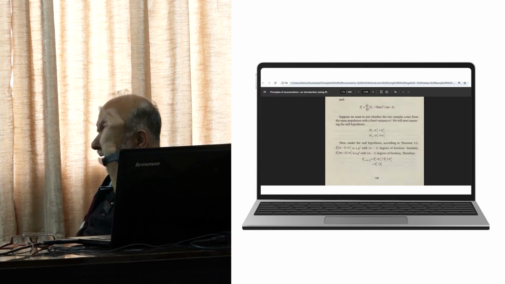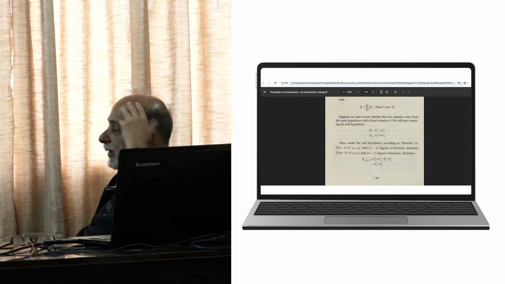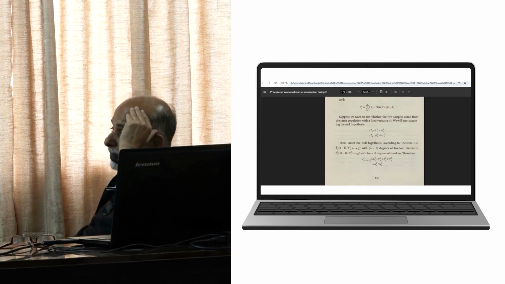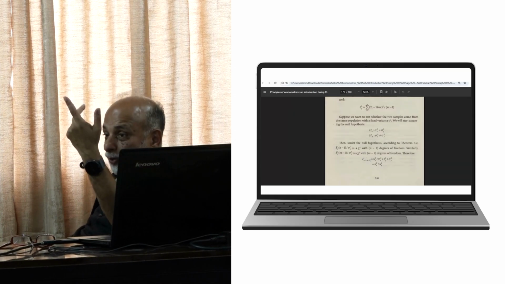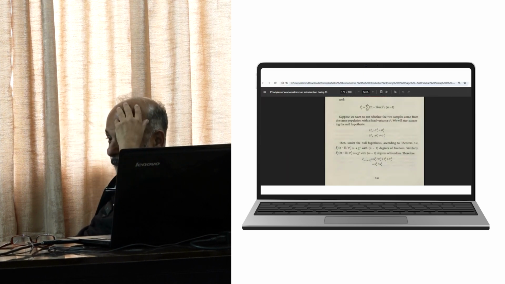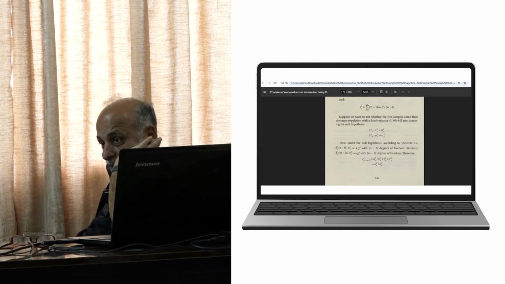अभी क्या बचा? मीन हो गया, वेरियंस हो गया, मीन में एक प्रॉब्लम है. We have only learned how to test hypotheses about the population mean when the population variance is known. If the population variance is not known, what to do? Who is going to tell you? कोई बता तो नहीं रहा population का variance इतना है. That is where the T test is used.